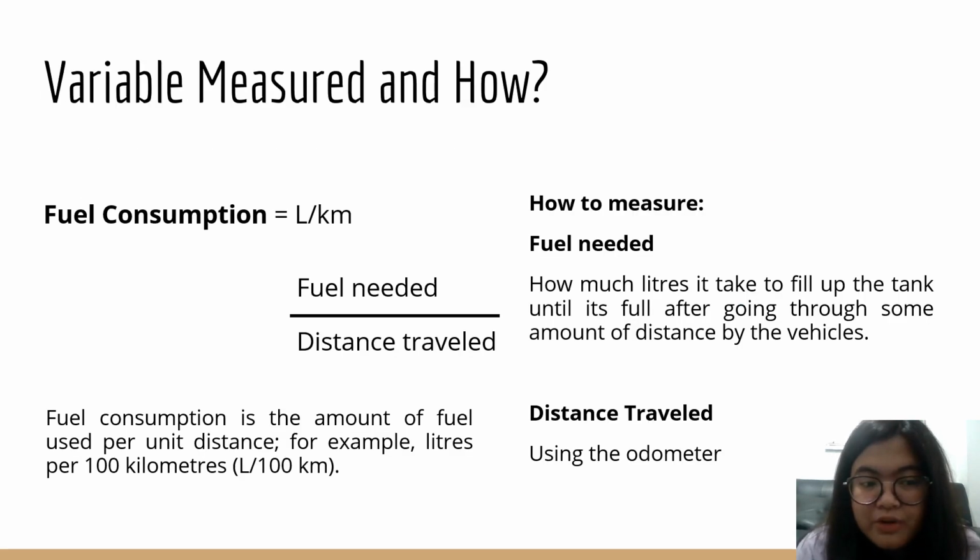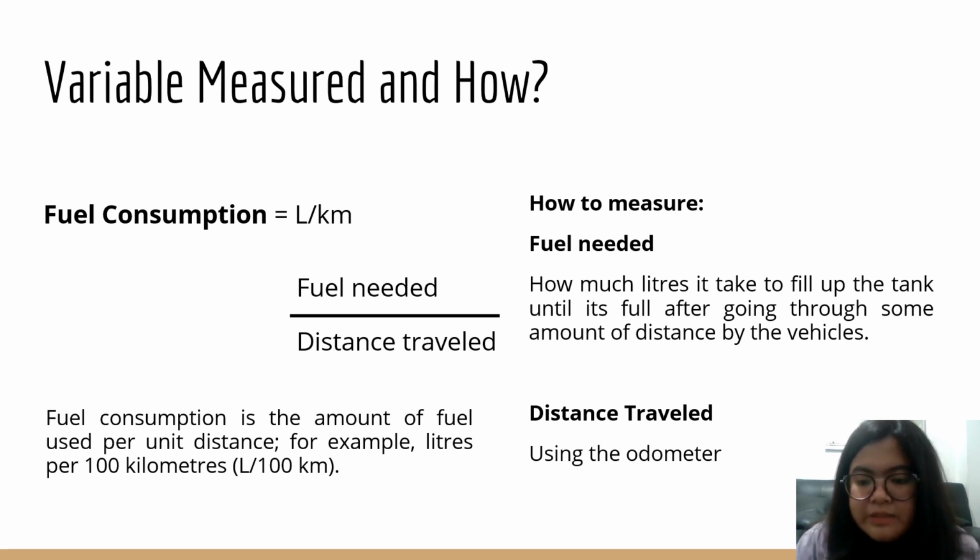Now I'm going to talk about the variable measured and how I'm going to measure it. The variable measured is the fuel consumption. The fuel consumption is the amount of fuel used per unit distance, for example, liters per 100 kilometers. The formula is the fuel needed over the distance traveled. For the fuel needed, I'm going to calculate how many liters it takes to fill up the tank until it's full after the vehicle has gone some distance. And for distance traveled, I'm going to measure this using the odometer on the motorcycle.